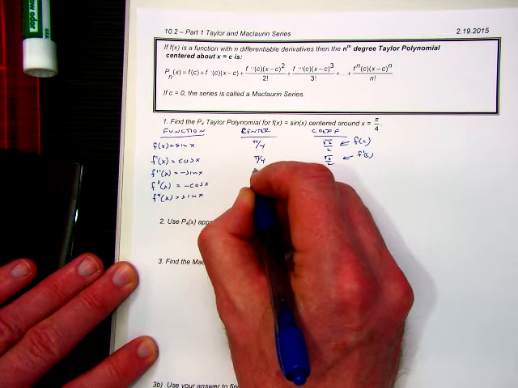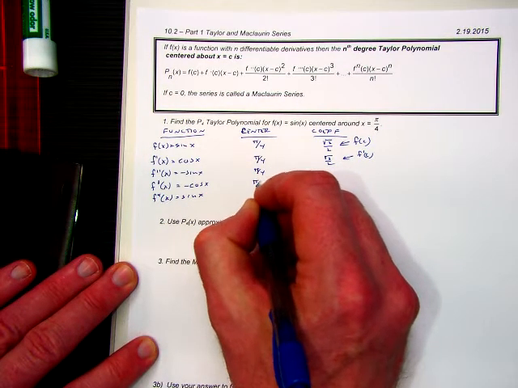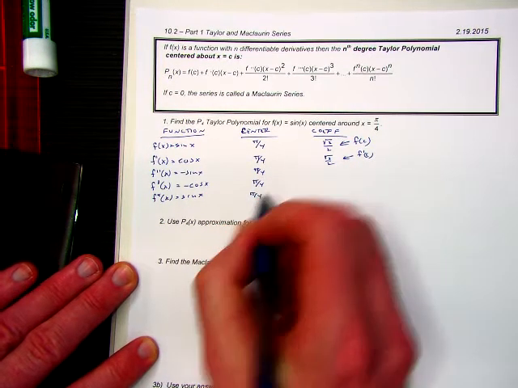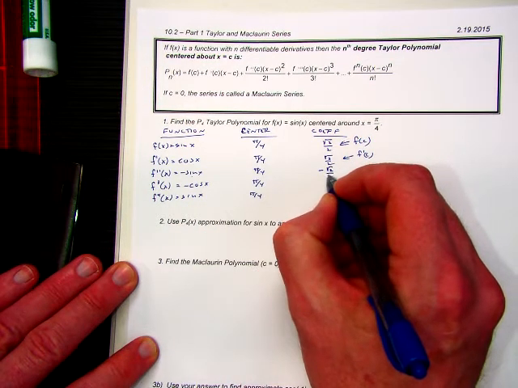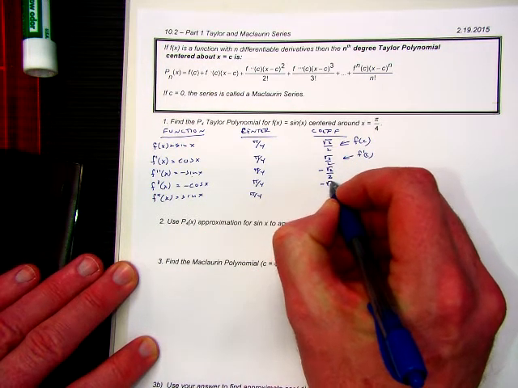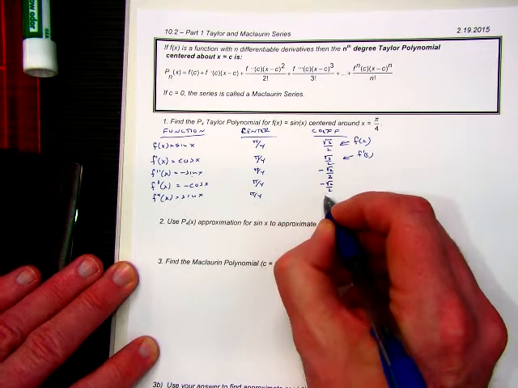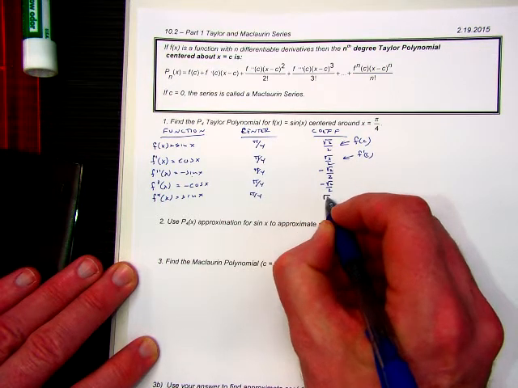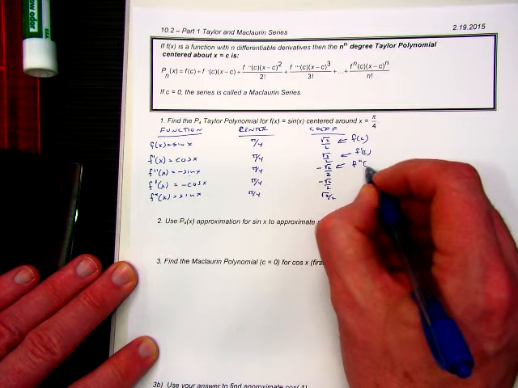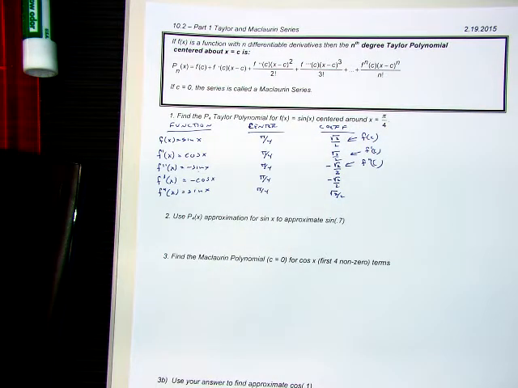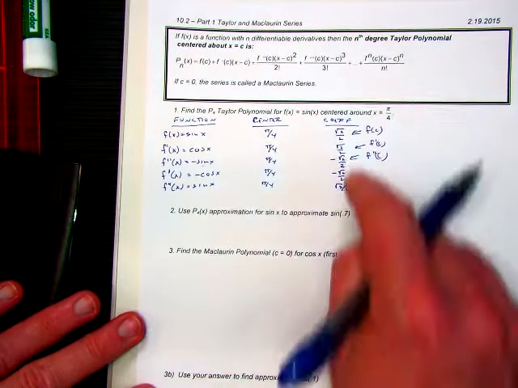Each of these are evaluated at pi over 4. That doesn't change. Okay, this is root 2 over 2, but that becomes negative because there's a negative in front of it. Same thing here. Same thing here. All right, we're back to root 2 over 2. So this is our f double prime of c, and so on. All right, so now we're going to go write that because we have all of our coefficients.